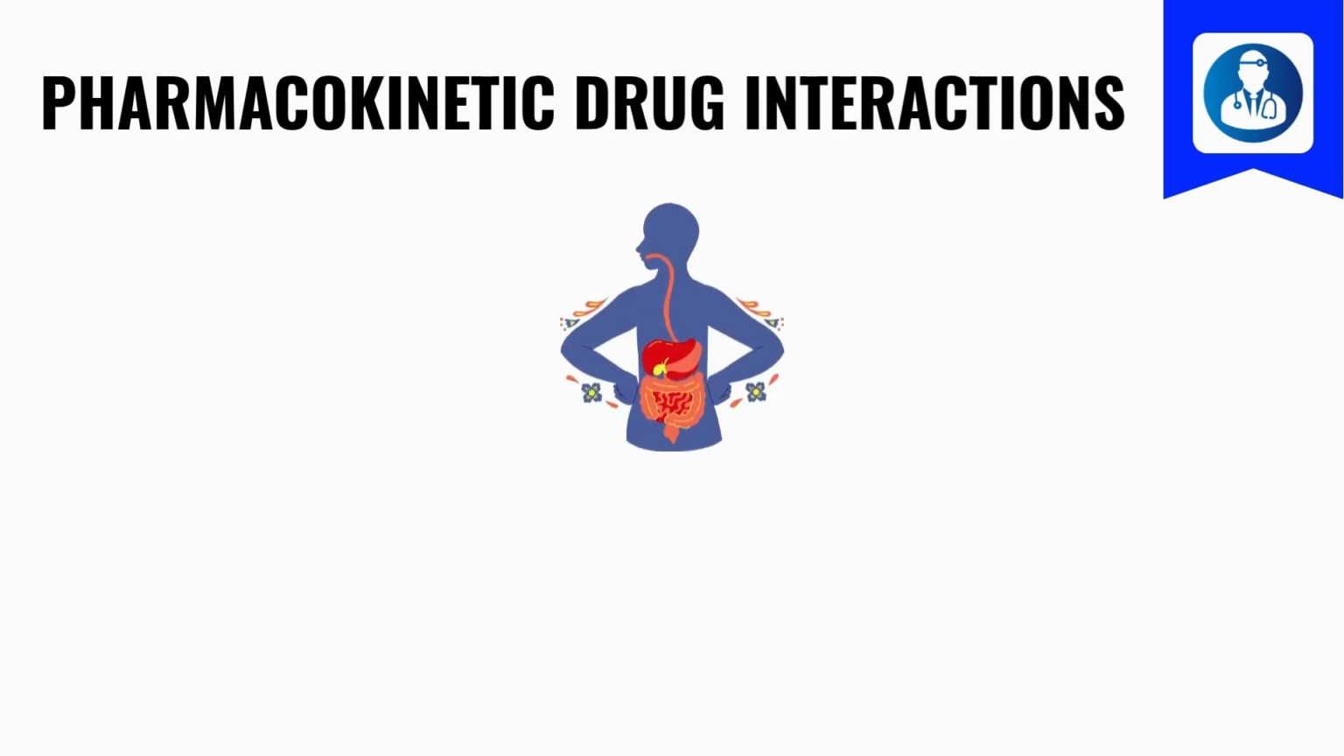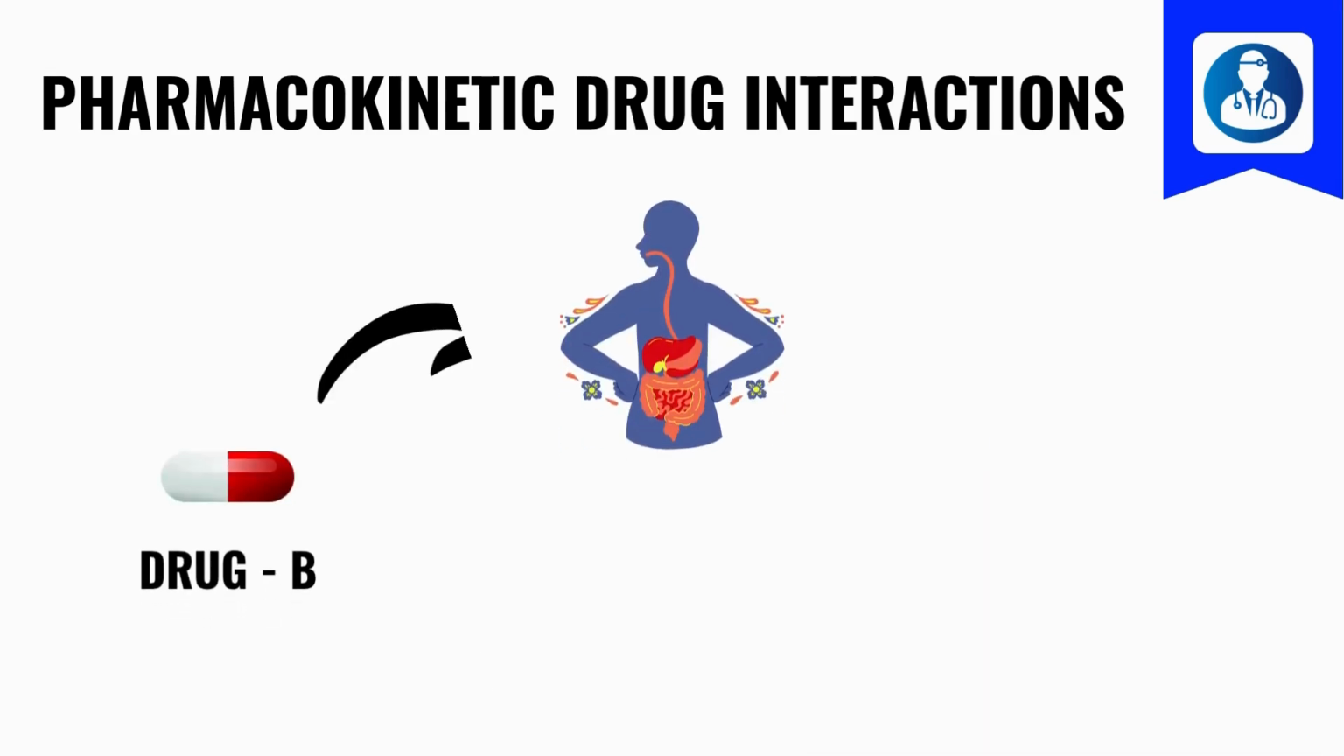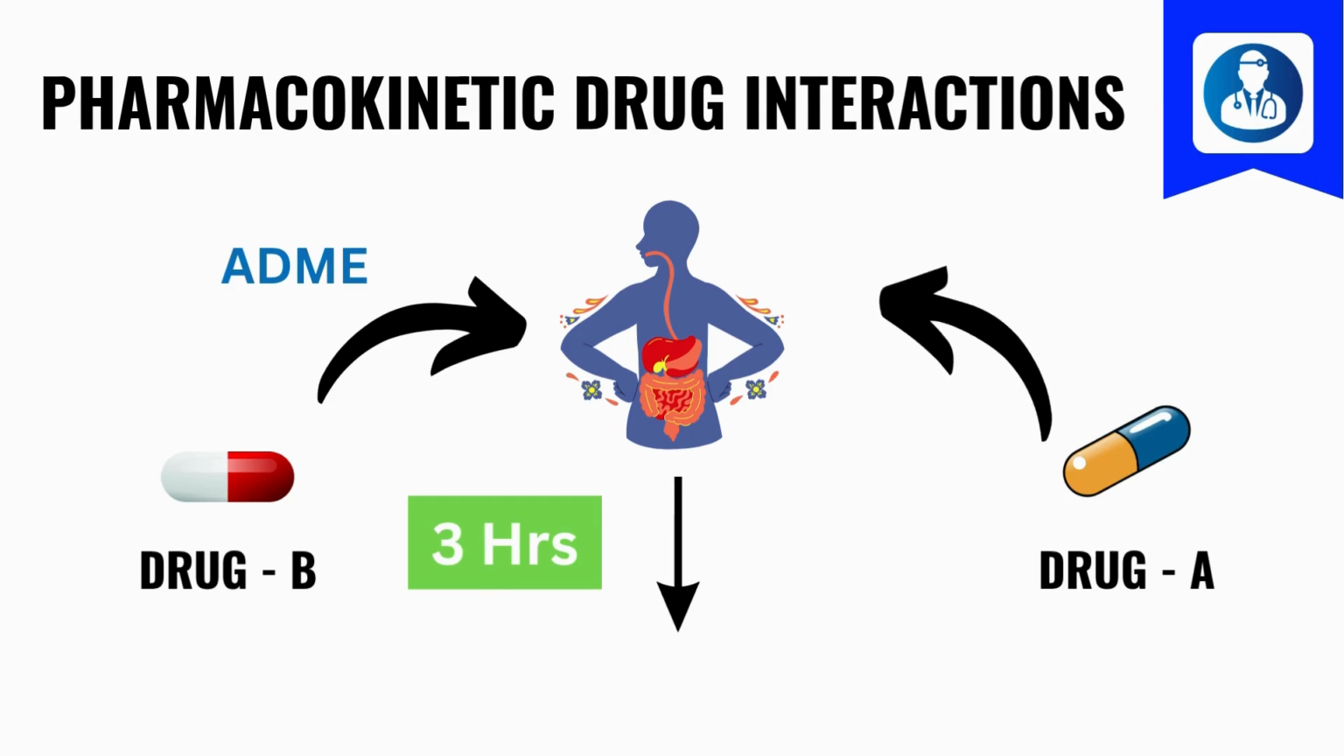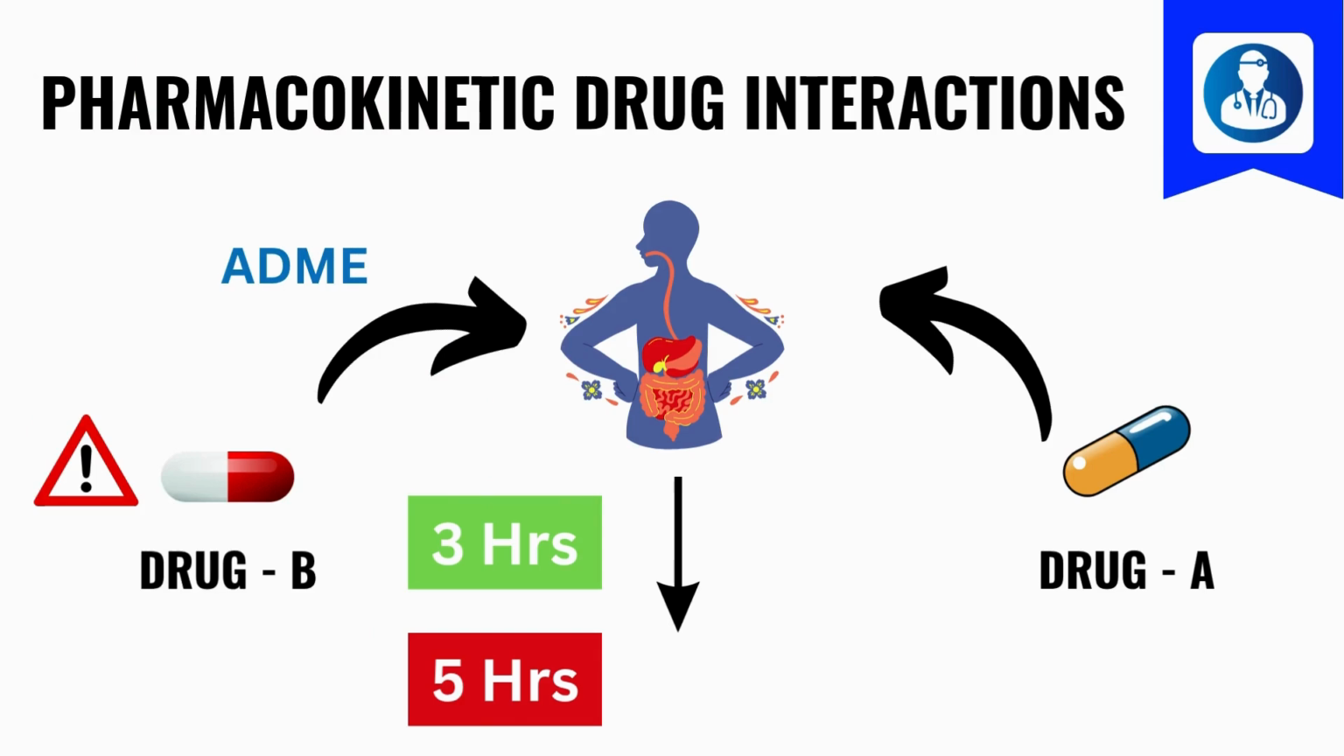Example, imagine there is a drug B, which usually undergoes ADME and leaves the body in, let's say, 3 hours. And you also took drug A. If drug A slows down the liver's ability to break down drug B, then drug B stays in your system longer, let's say 5 hours. That might cause too much effect or side effects.